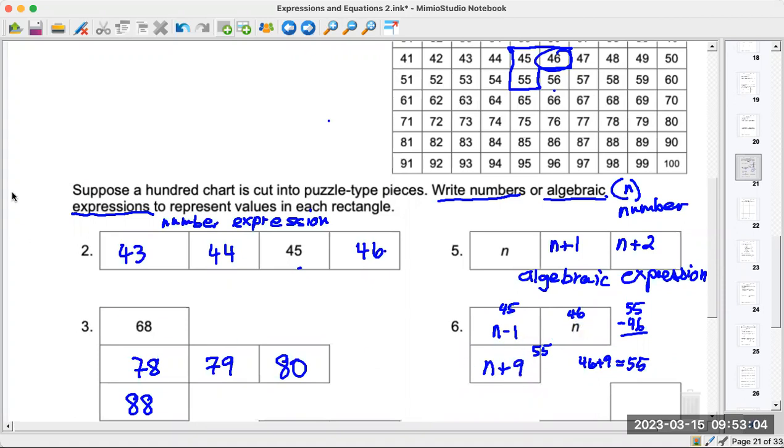All these numbers are just to help me. They're not what we want, and this right here is the math, how I did it. N plus 9 is this number. So I'm going to erase my side work here.